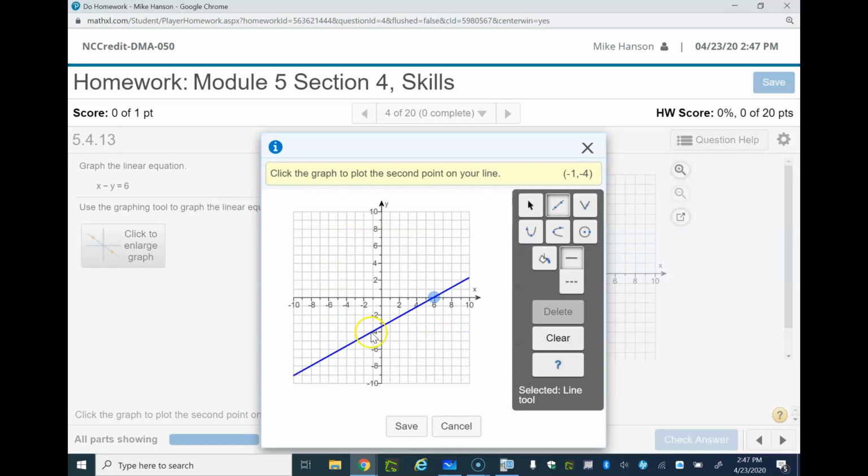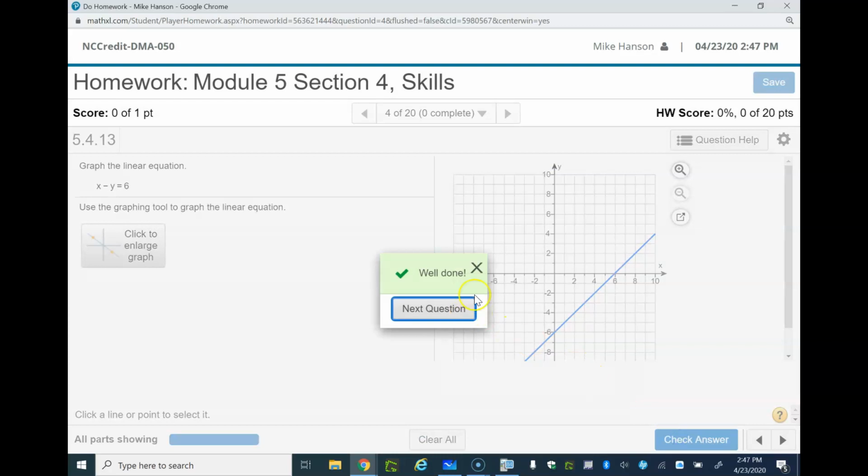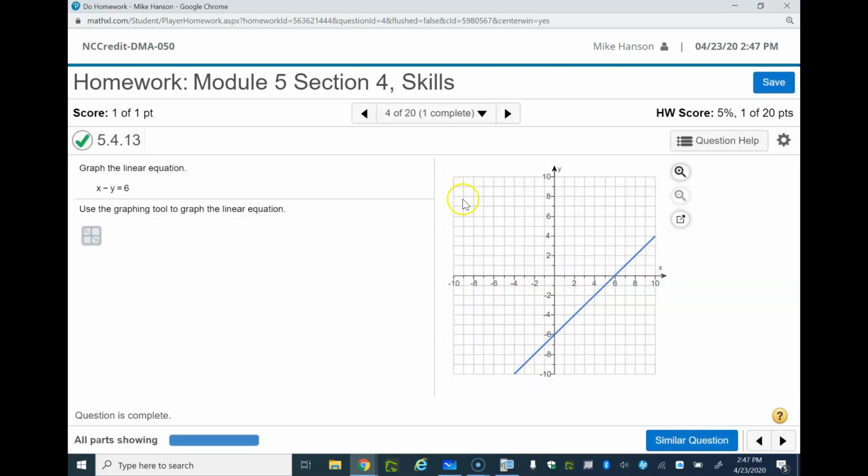Now I need a second one in order to make our graph. Remember what it's going to be, 0, -6, that we found. So have a steady hand on your mouse to make sure you don't make it jump. And here I see 0, -6, so I click. Once I have my 2 points, this is what my line looks like. I hit save, check answer, and that's how you graph this problem. So let's do a few more examples.